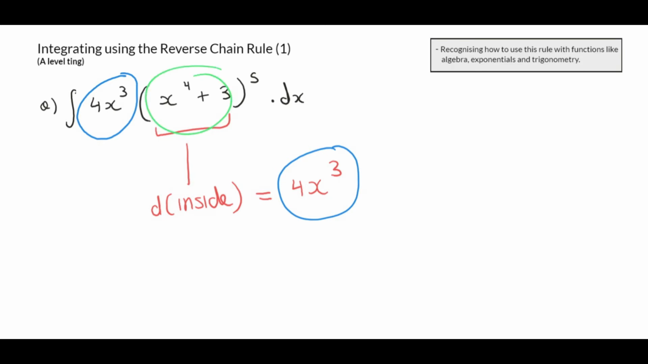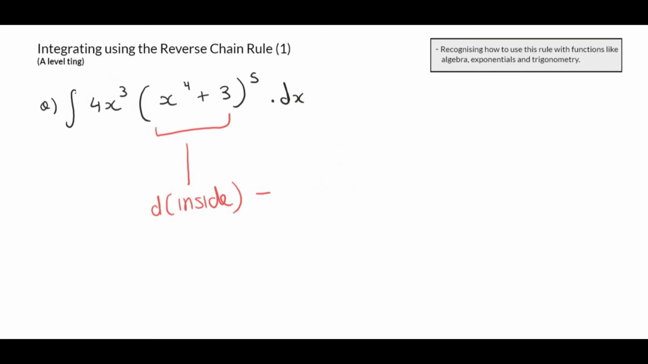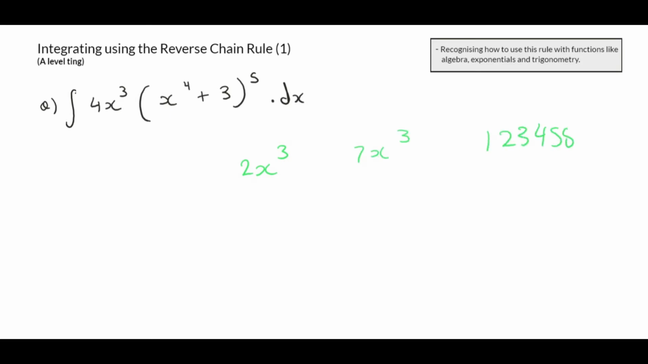What happens when you get these types of questions? You say, if I differentiate something in this question, is the derivative of that thing also in the question? What I mean by that is, if I differentiate x to the 4 plus 3 and I happen to get 4x cubed, it's not a coincidence. Now, there's also something else really important you need to understand: it doesn't have to be exactly 4x cubed. Even if you got 2x cubed, even if you got 7x cubed, or 12,345 x cubed, whatever it is, this rule still counts.